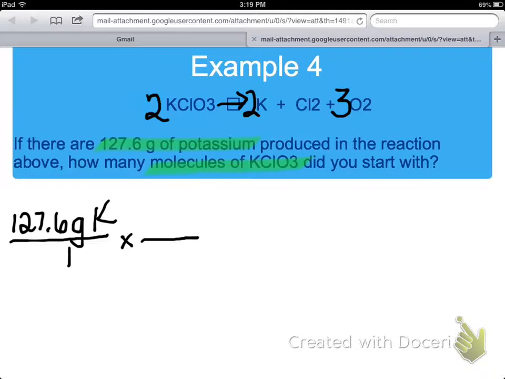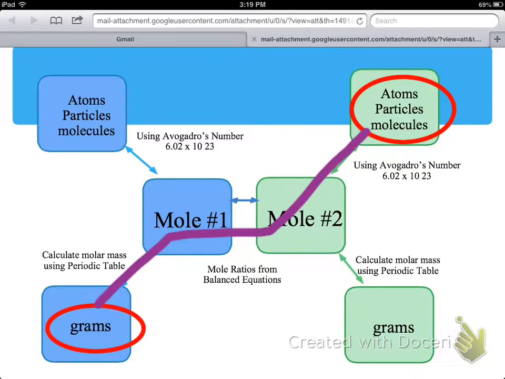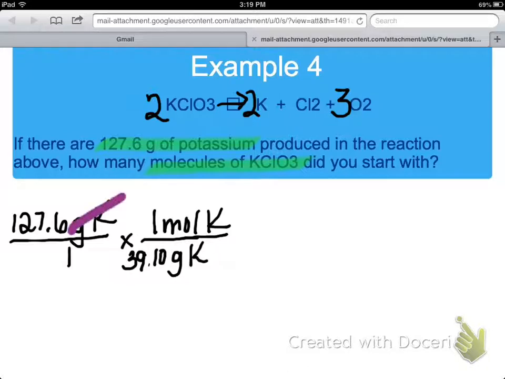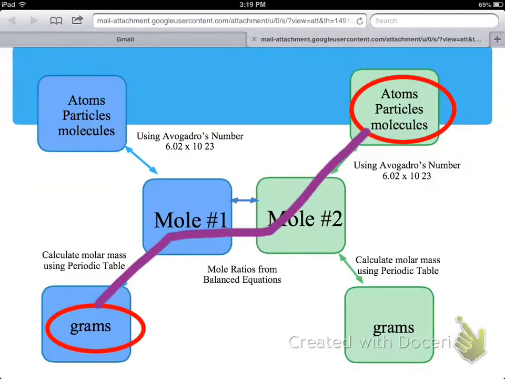So my chart was telling me I'm going from grams to moles. So grams of K goes on the bottom. Moles of K goes up top. 1 automatically for my mole. Grams I'm going to get from the periodic table. 39.10. Cross, cross. So next step, we're up to moles of potassium. I need to go to moles number 2.